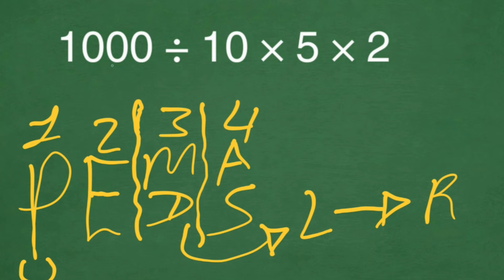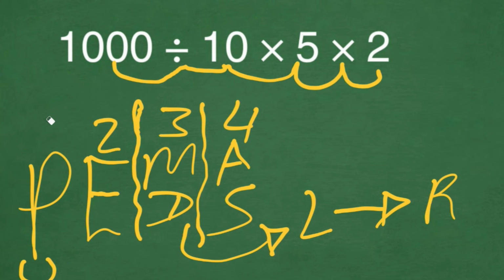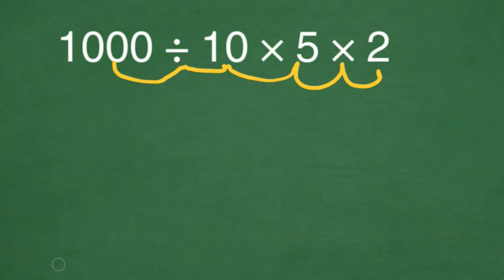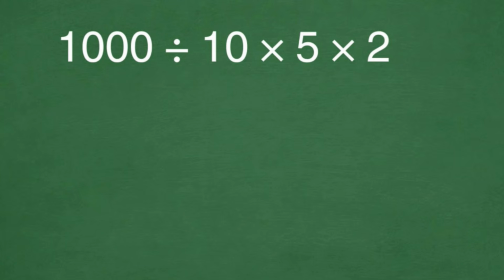Meaning we have to start from 1000 and divide that by 10, and then we are going to multiply them. So that is the right order, because since multiplication and division have equal priority, we are going to solve them in order left to right. So let's solve the problem together and arrive at the correct solution.